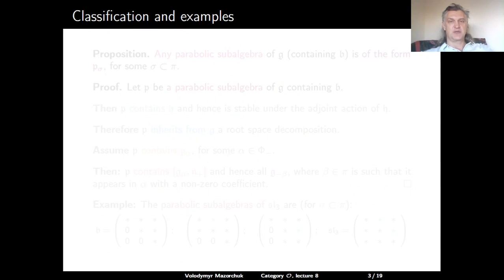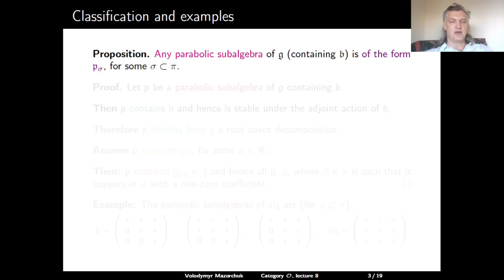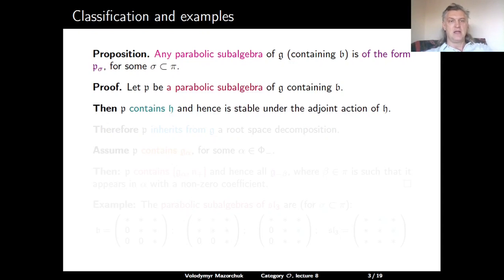All parabolic subalgebras of g containing b can be classified, and the claim is that any parabolic subalgebra of g which contains b is of the form pσ for some subset σ of the set Π of all simple roots. To explain this, let p be a parabolic subalgebra of g containing the Borel subalgebra b. Then, of course, p by definition contains the Cartan subalgebra h, and hence is stable under the adjoint action of h. Therefore, p must inherit from g a root space decomposition.